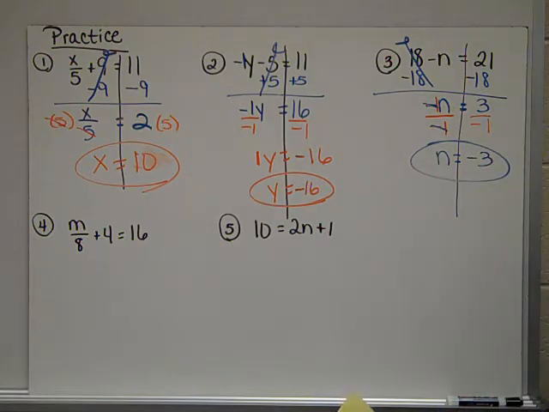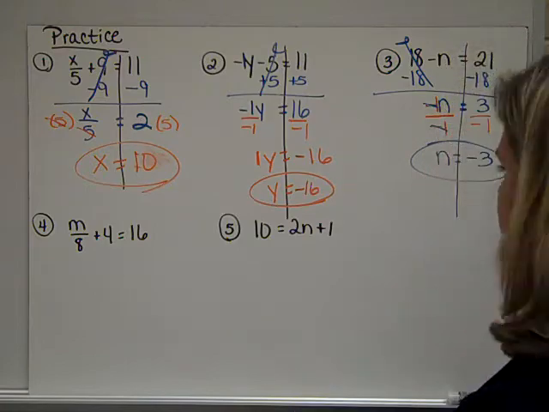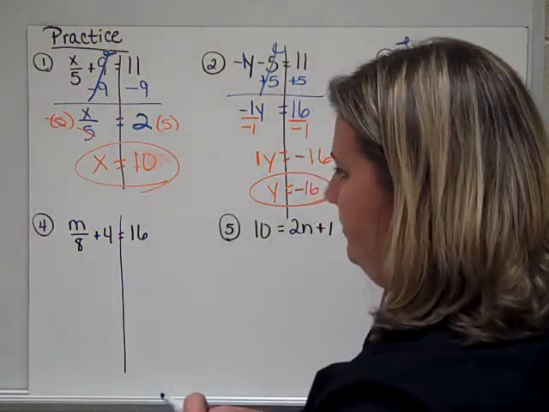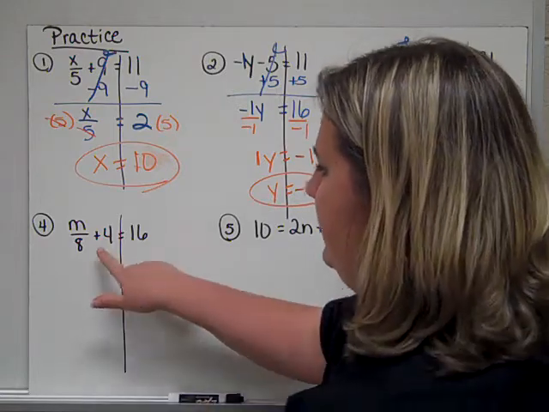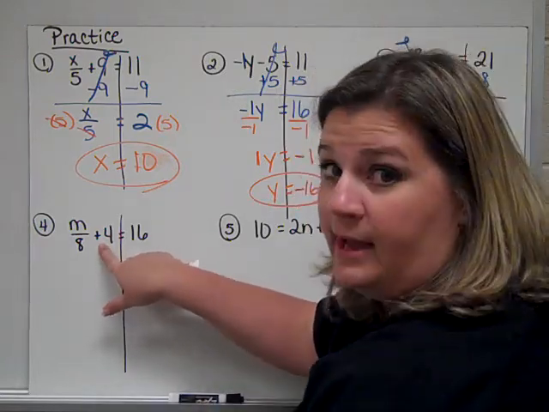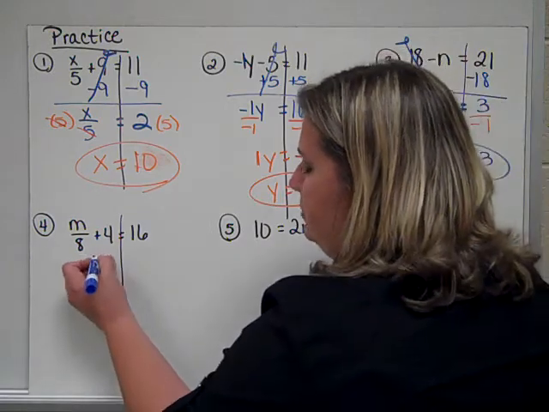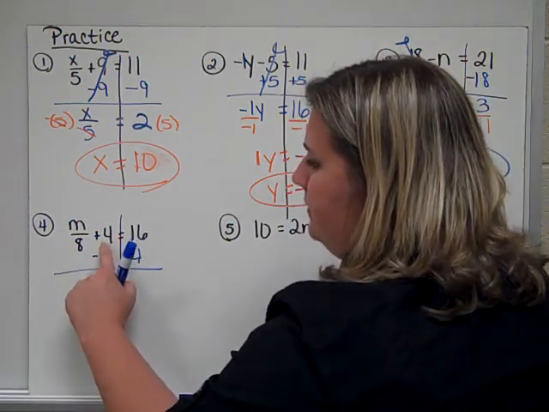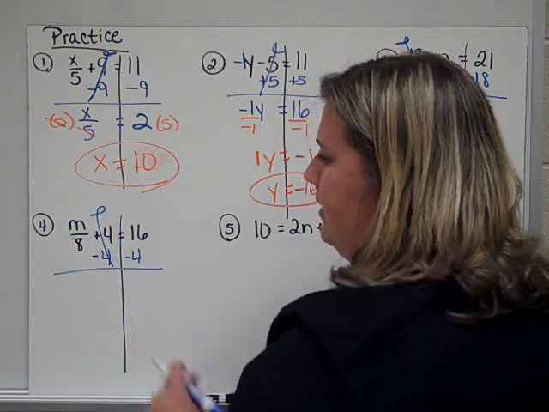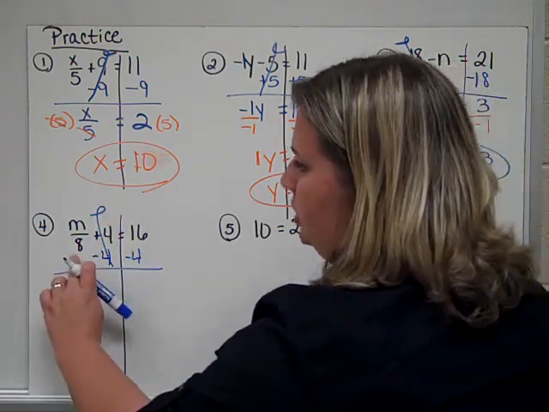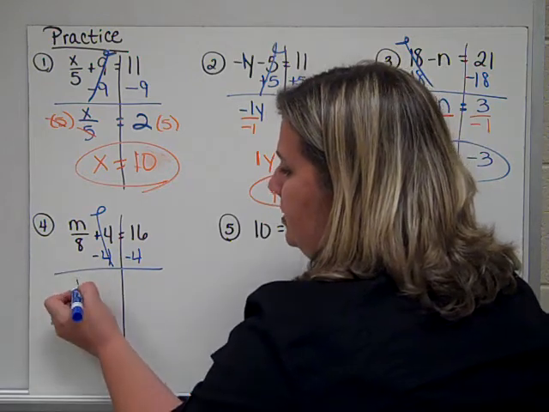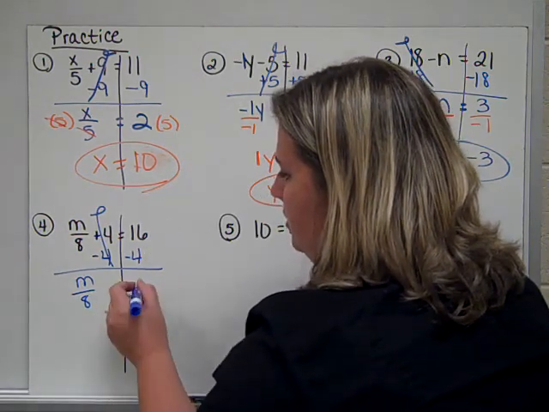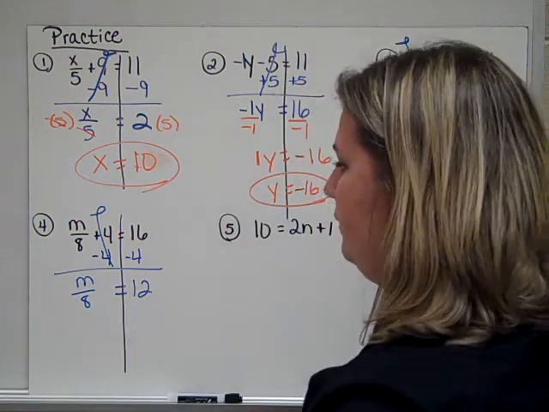Example number 4. There's my river. What is being added or subtracted? Well, 4 is being added, so that means I must subtract. And so here are my additive inverses. I know I'm good, because now I know that's going to add up to 0. So the term that has the variable is going to come straight down. And then 16 minus 4 gives me a positive 12.